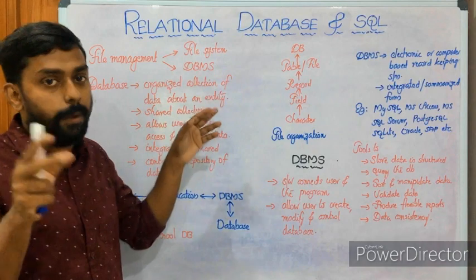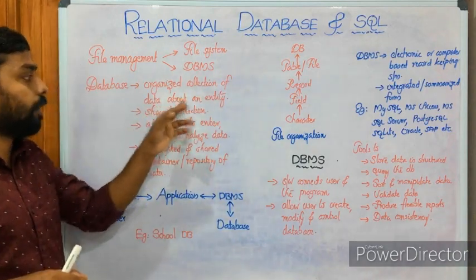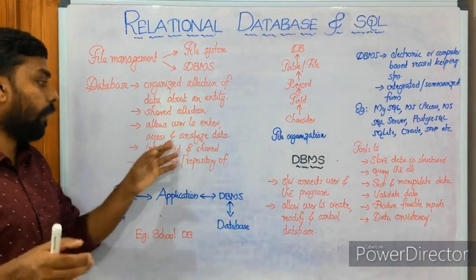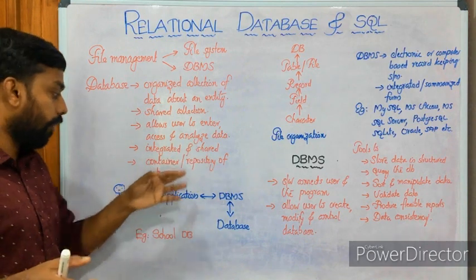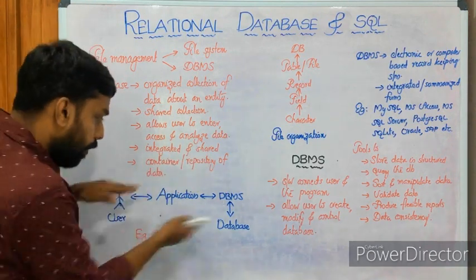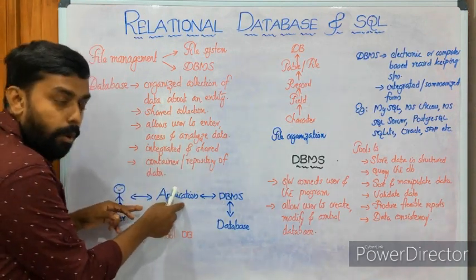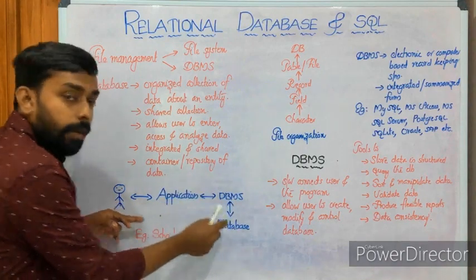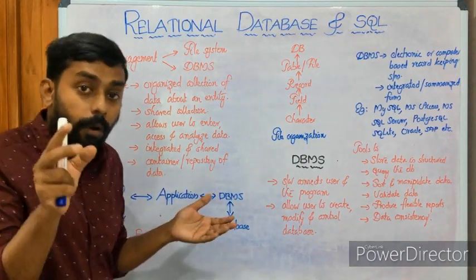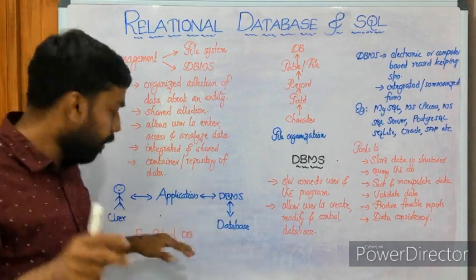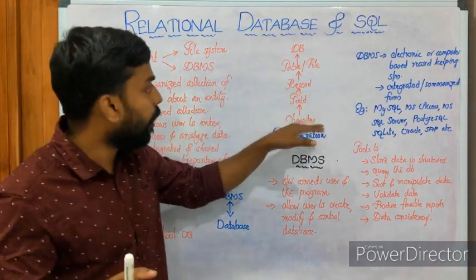So the solution is the database management system. A database is an organized collection of data about an entity. The stored collection allows the user to enter, access and analyze data. It is an integrated and shared container or repository of information. Application means the software. It has two parts: the database management system, which is the software part, and the database, which is the data part, like a school database.